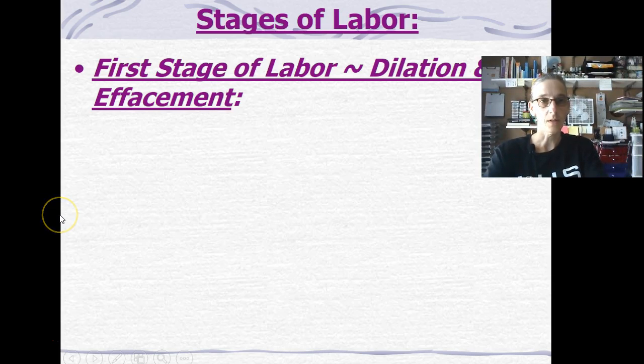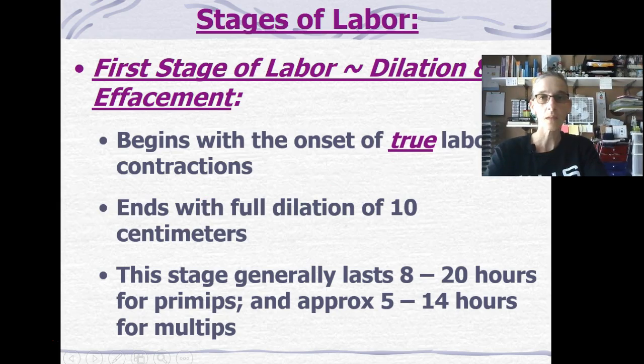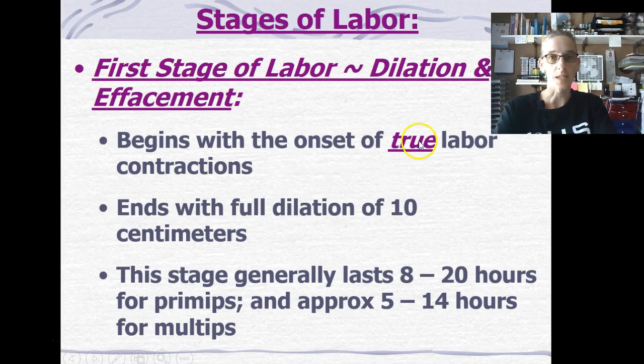First stage of labor is dilatation and effacement. It begins with the onset of true labor contractions. It ends when the cervix is dilated to the full 10 centimeters. It generally lasts 8 to 20 hours for primips and 5 to 14 hours for multips. Be sure you remember what are primips, what are multips, and what's going on in this stage of labor.